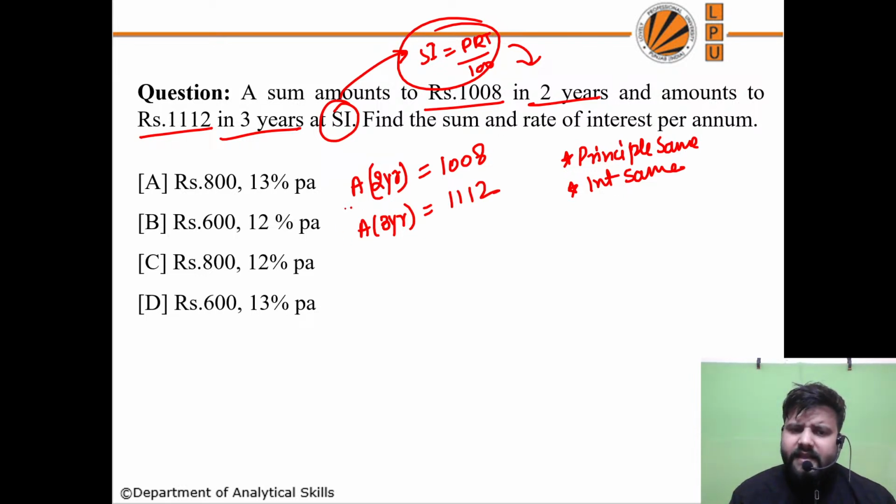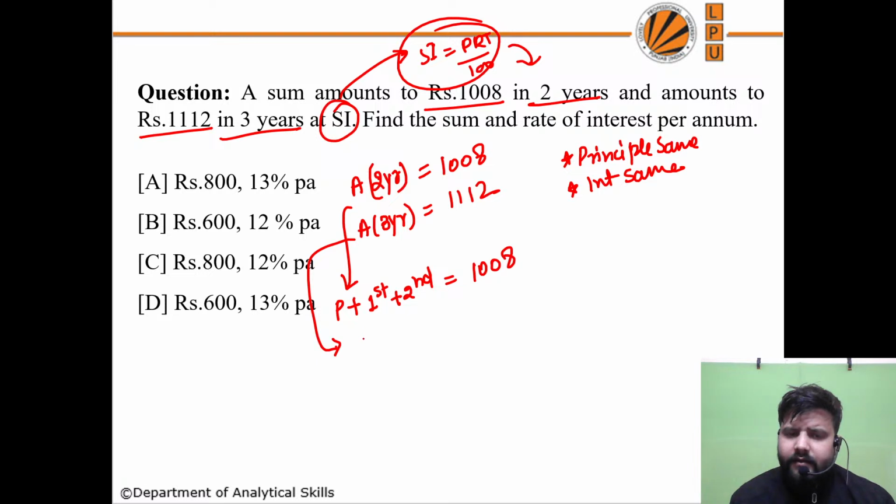1112. Now see here, in the amount of 2 years, what is included? It includes principal. It includes interest for the first year. It includes interest for the second year, and finally it is equal to 1008. Now in the second one, it is the amount of 3 years. So it includes principal, interest of the first year, interest of the second year, and interest of the third year, which is equal to 1112.